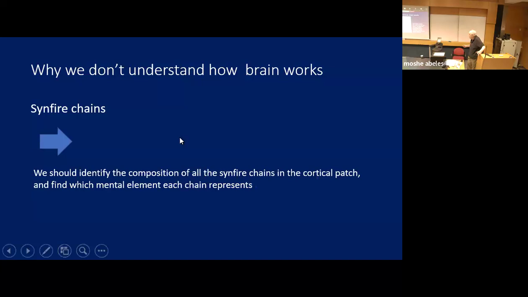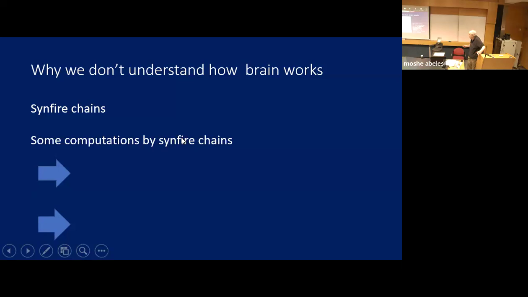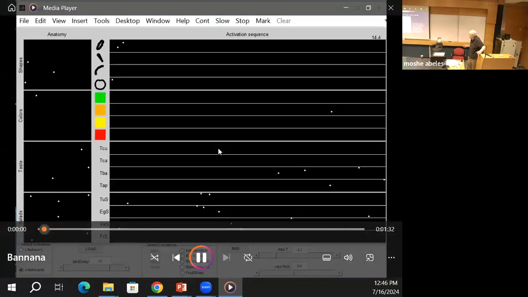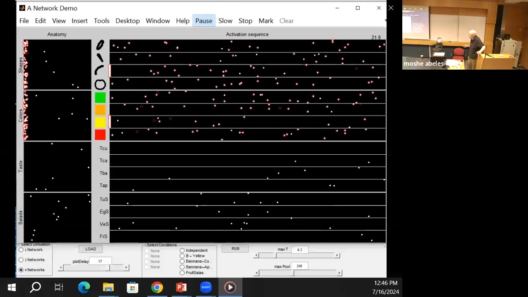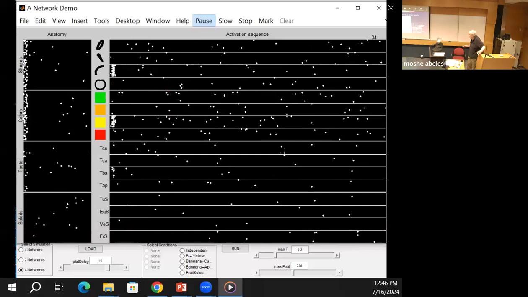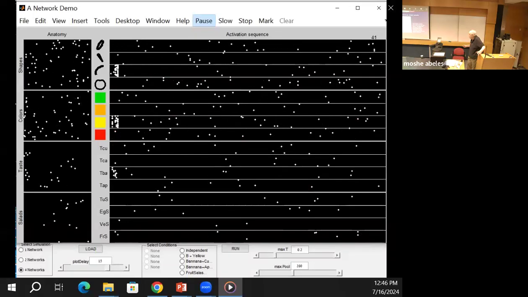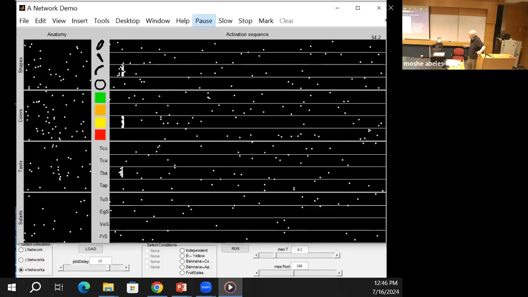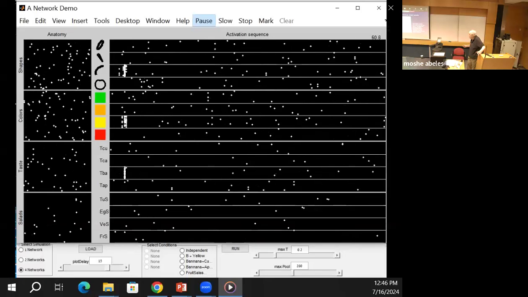Okay. Next slide. So I want to show you some computation by synfire chain. Would you please turn this on? Okay, here there are 4 brain regions. This region is sensitive to shape, this to color, this to taste, and this to some complex like tuna salad, egg salad, and so on.